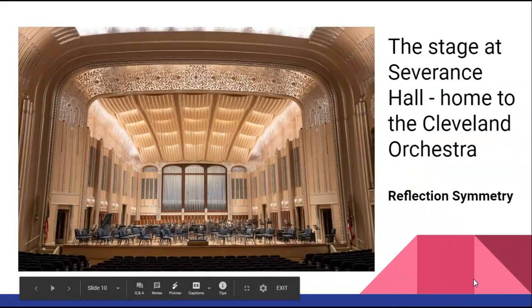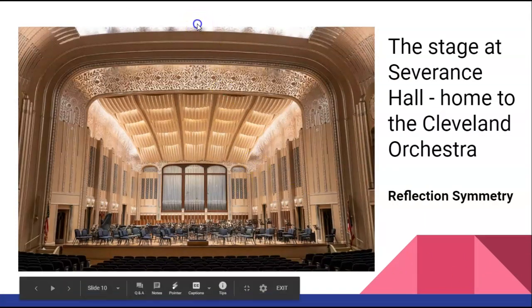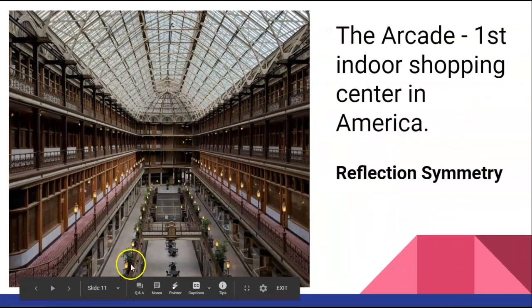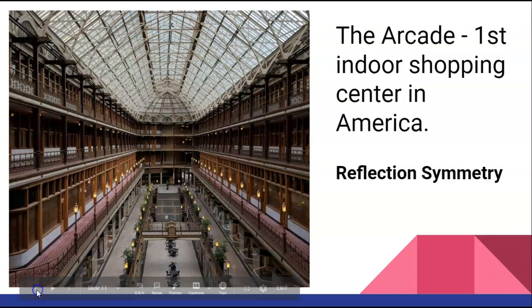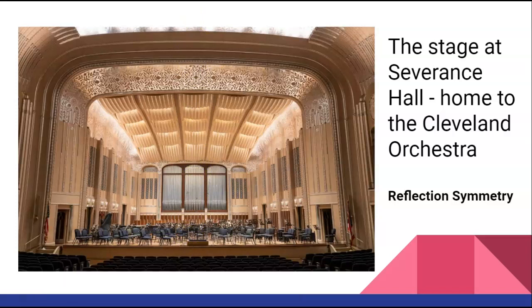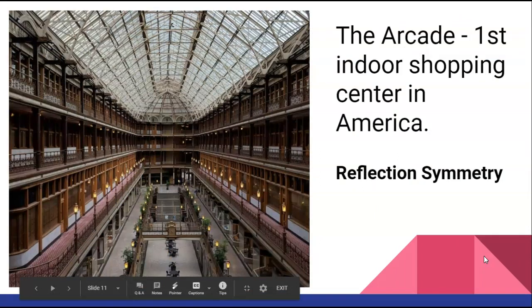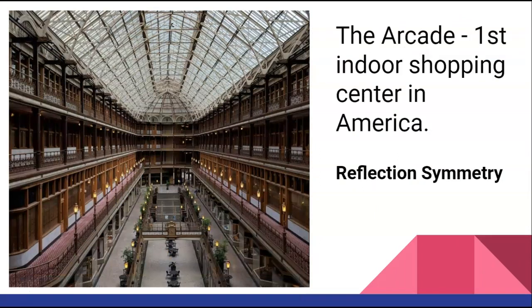Here's another example, the stage at Severance Hall, home to the Cleveland Orchestra. If you can imagine a vertical line right down the center of that stage, and again, there are little differences in the chairs, but in general, if you were to fold that over, the architecture has that reflection symmetry going on.